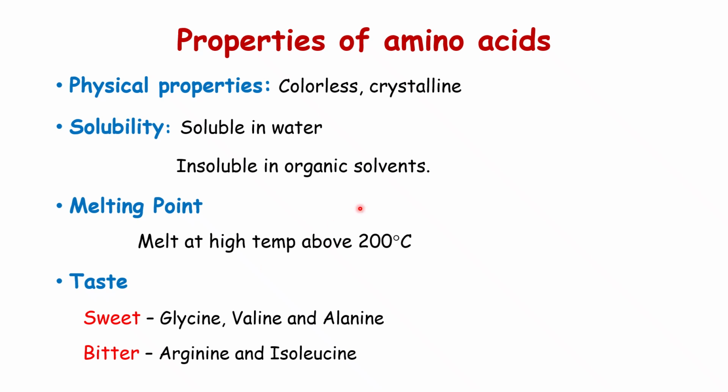Properties are not much important, but one very important term you have to know is zwitter ion. Before that, I'll just tell a gist of it. Physical properties: they are colorless and crystalline. Solubility: soluble in water, insoluble in organic solvents. Melting point I have given. Taste, sweet as well as bitter, I have given. These are the amino acids you have read at the plus-2 level, I think.